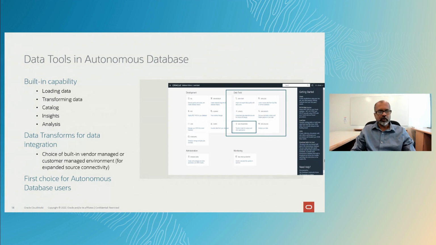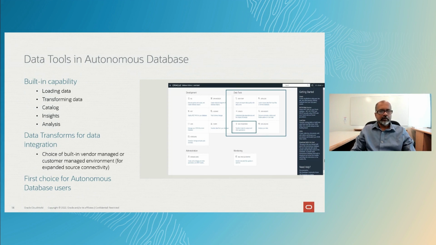You have a catalog to look at objects which are available to you. You have tools to run insights, and you have a tool for data analysis. Of course, you can use external tools as well, but these data tools are available in autonomous database right away with no extra cost and no extra deployment. It is right there. For our purposes, because our topic is data integration, we have a specific tool called Data Transforms, indicated on the picture on the right side.